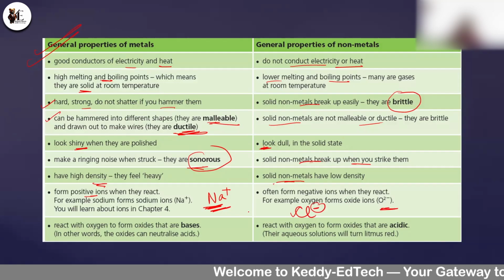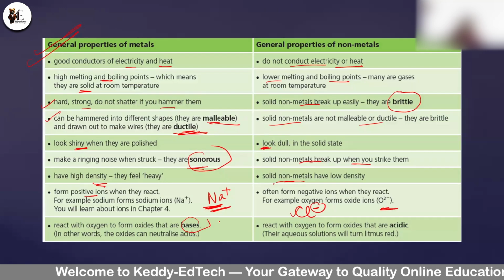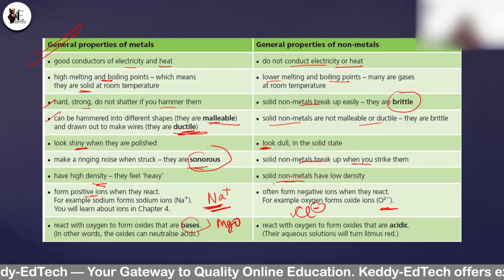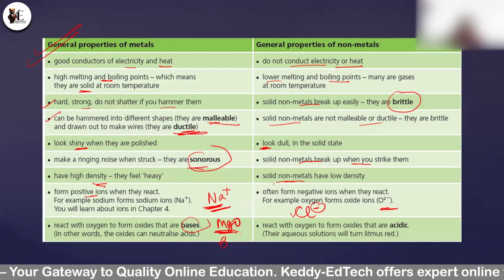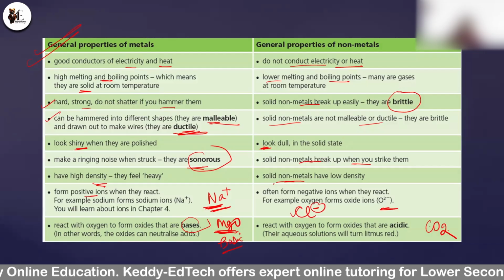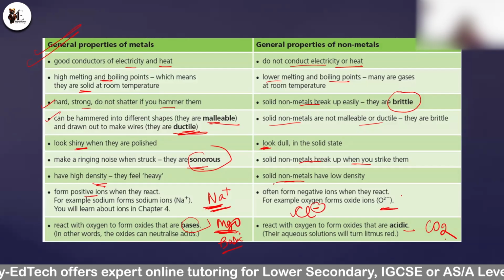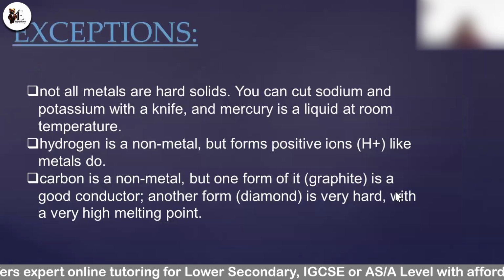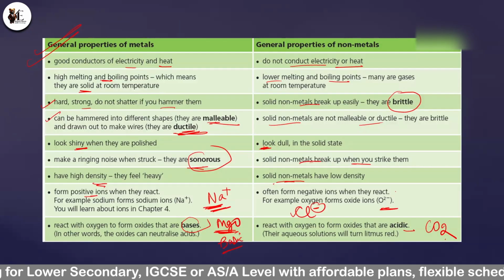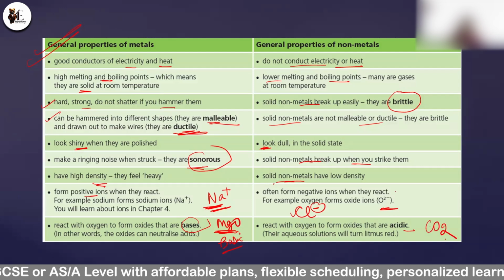Metals react with oxygen to form oxides that are bases. That means metallic oxides are basic. For example, MgO, magnesium oxide, is a metallic oxide and it is basic. Non-metallic oxides, for example CO2, carbon dioxide, carbon is a non-metal, are acidic. So you have to remember that metal oxides are basic and non-metal oxides are acidic. Is it clear? Read the properties of metals and non-metals once, take a screenshot and write it in your note.